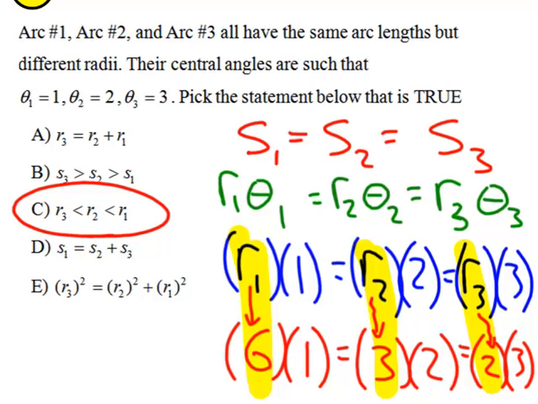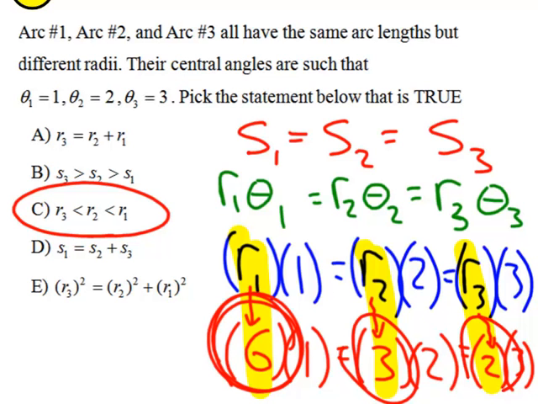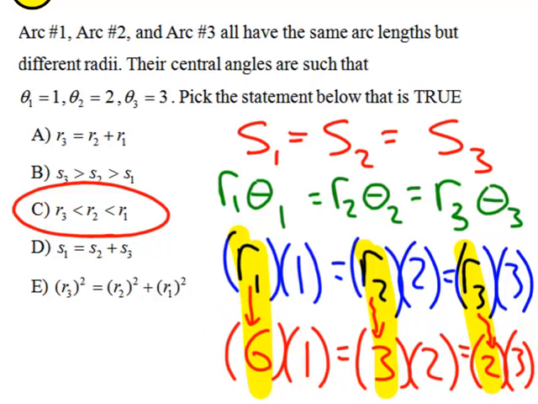That one isn't true either. Once again, R3 is the smallest of the three radii. And even if it weren't, even if we were to take the biggest of the radii, I would still say 6 squared does not equal 3 squared plus 2 squared. So that one is definitely wrong. C is our answer. All right, I hope that all made sense.